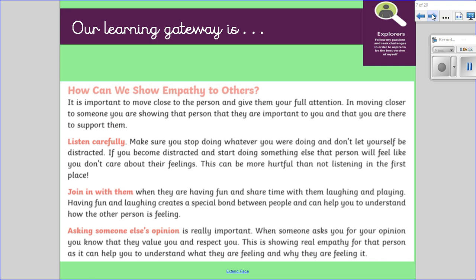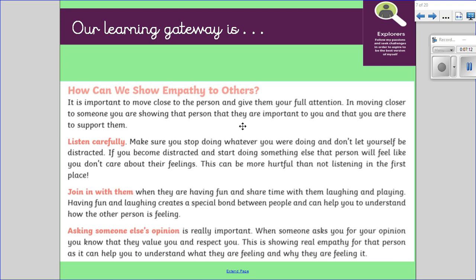Okay, so remember the poster that we're going to be doing at the end is how we can show empathy. So you need to listen carefully for the ideas and maybe pause and make a couple of notes. So how can we show empathy to others?